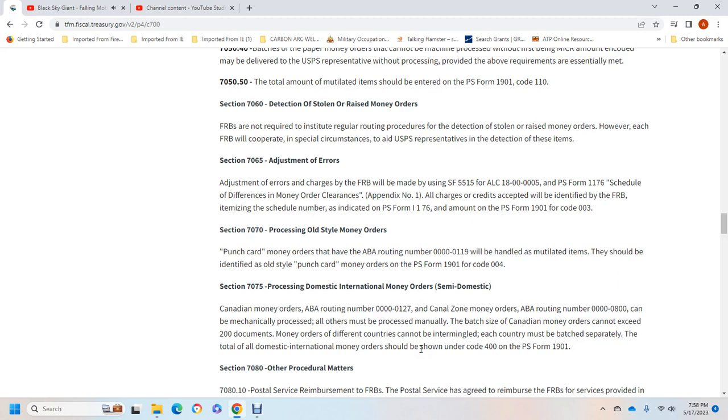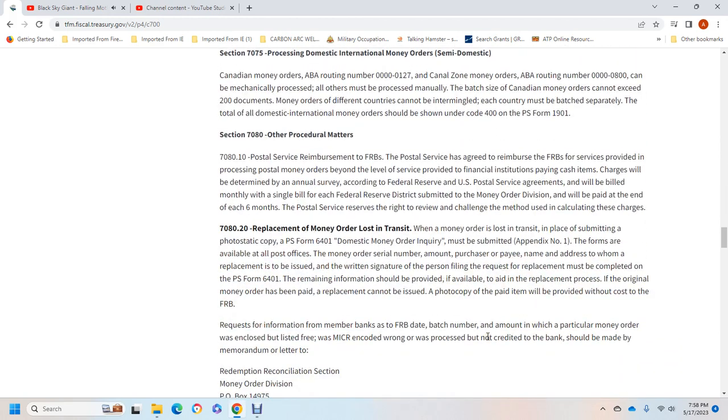Money orders from different countries cannot be intermingled. Each country must be batched separately, with the total of domestic international money orders shown under code 400 of Form 1901. Section 780, other procedural matters.